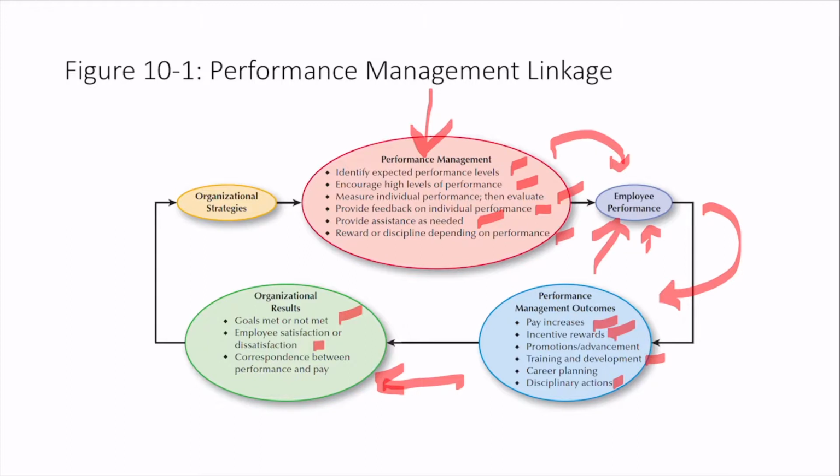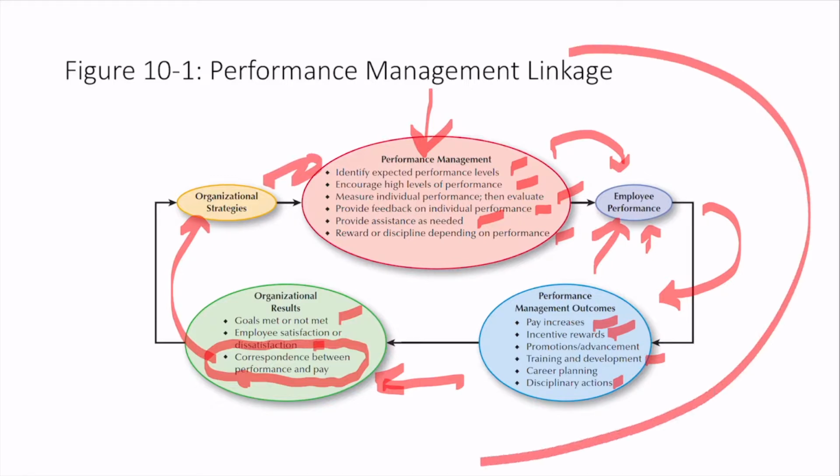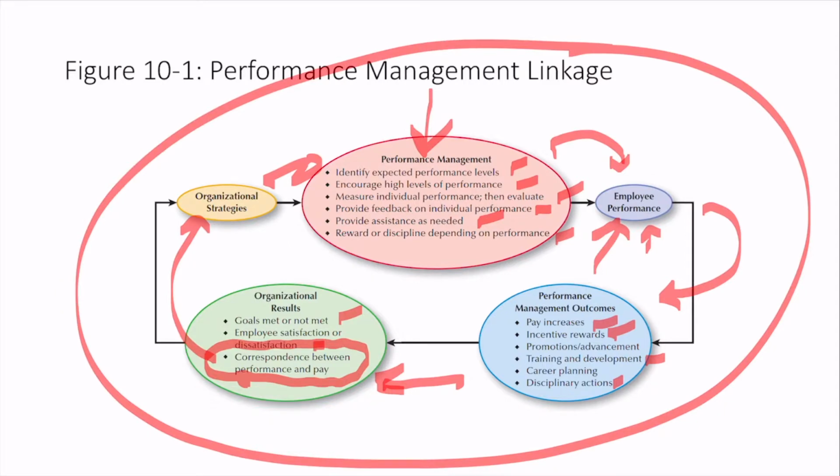We have employee satisfaction or dissatisfaction, and correspondence between performance and pay. Are we paying them equally and fairly according to what we expect out of them and so forth? And then from there, we have the organizational strategies that will go back into performance management. So we see a cycle here, a continuum that keeps going on and on, and we're constantly evolving this.